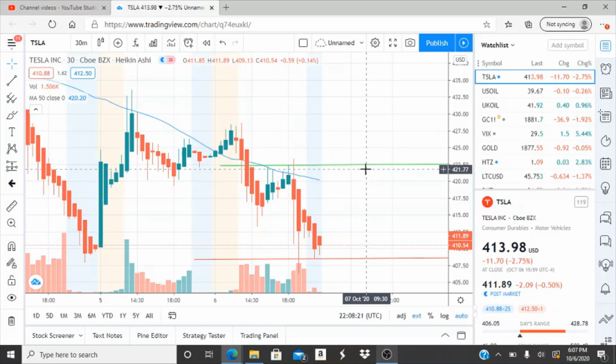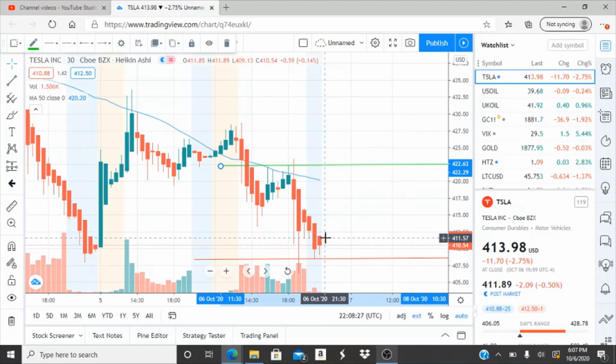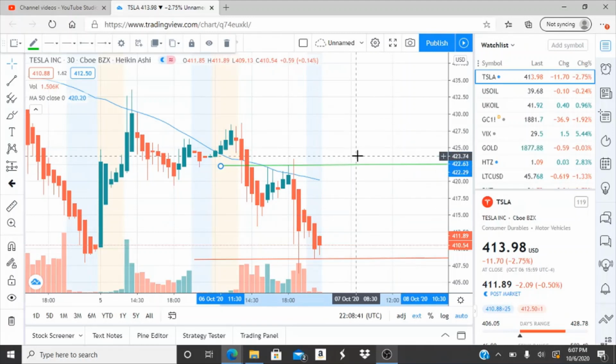So the first thing is, the bulls want to break through the first resistance level. The highest point before this run falling down is 422.63. If the bulls accomplish that, they accomplish two things. They broke through the 50-day moving average, getting back into bullish territory, and they broke through the first resistance level, confirming that they're in bullish territory.